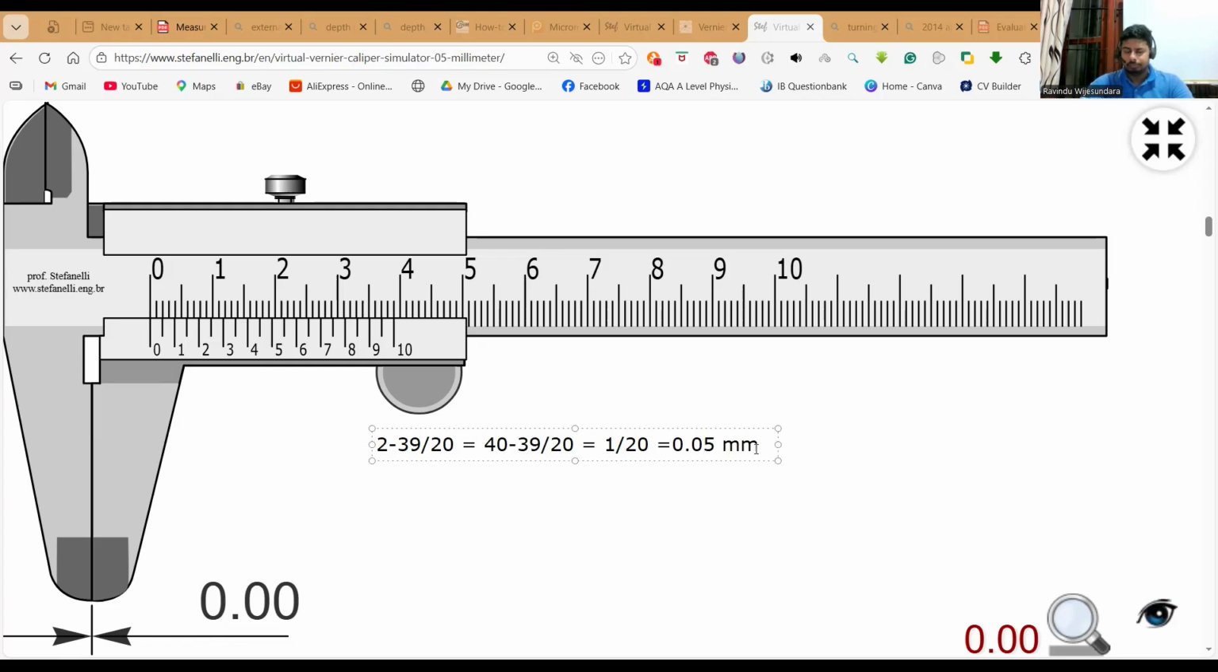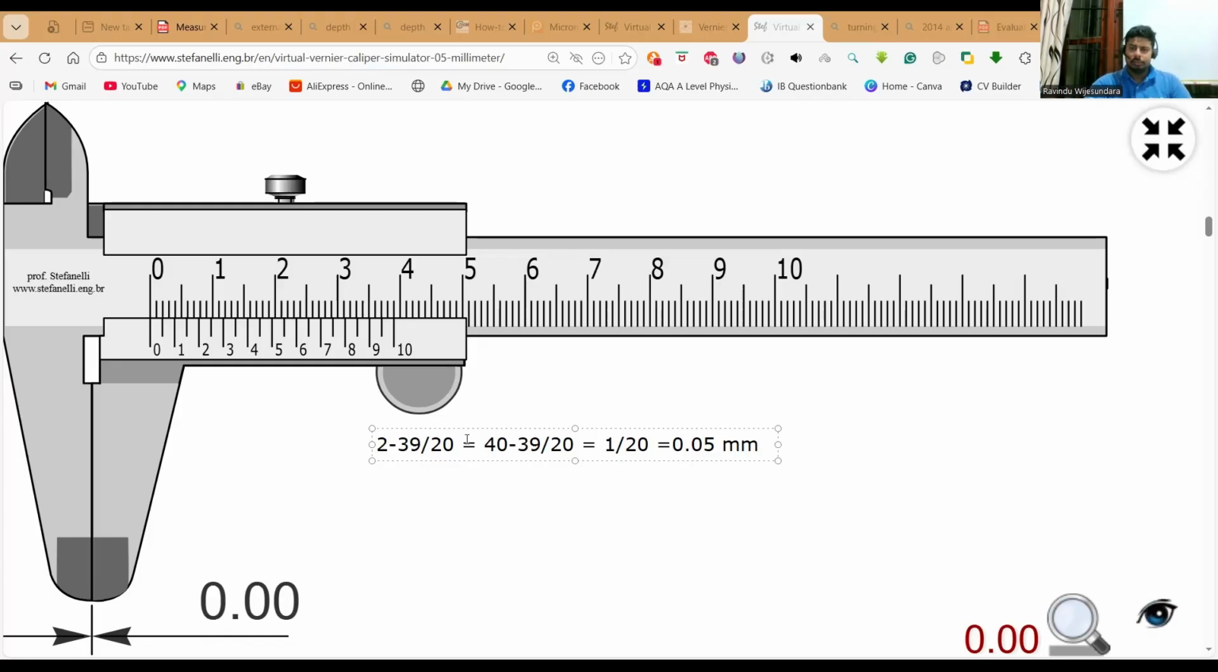So this is the least count of the shown vernier caliper, not 0.1 but 0.05 millimeters. People have constructed different vernier calipers with different least counts. So if in an examination you get any kind of vernier caliper, you should be able to calculate the least count quickly.